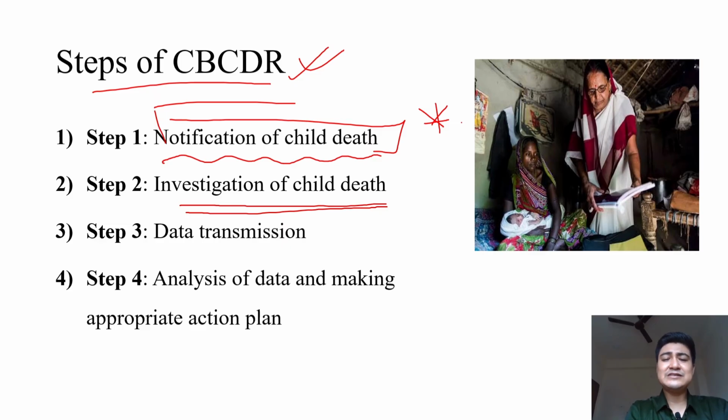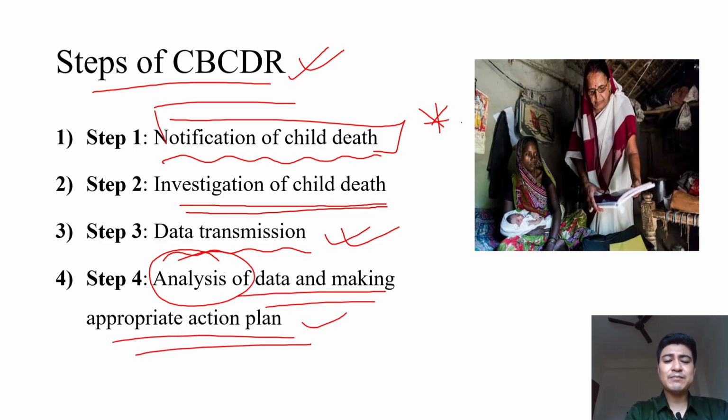Next, after investigating, we will be gathering a lot of data. That data is transmitted through a certain channel, so we have to understand the data transmission and record keeping. After that, the analysis of these data is done and then an appropriate action plan is framed. These are in general the steps of community-based child death review. It is almost the same as for maternal death review, but I will be telling you the specific differences between the two in my subsequent slides.